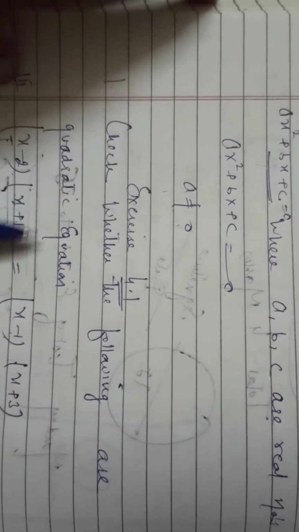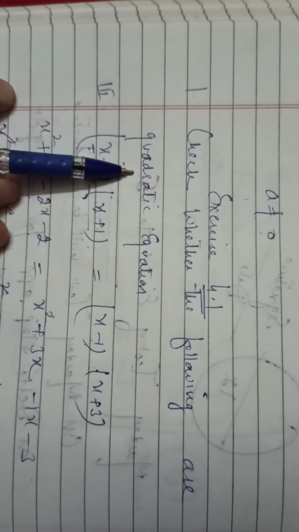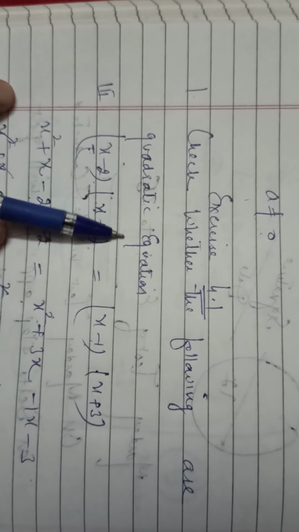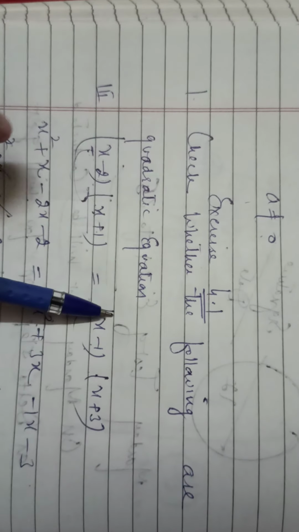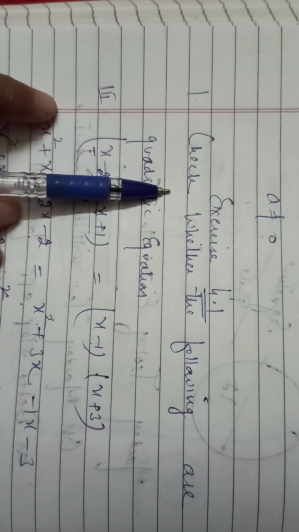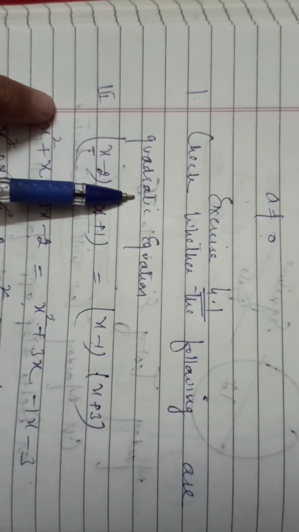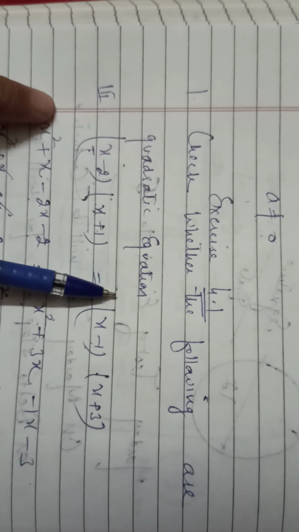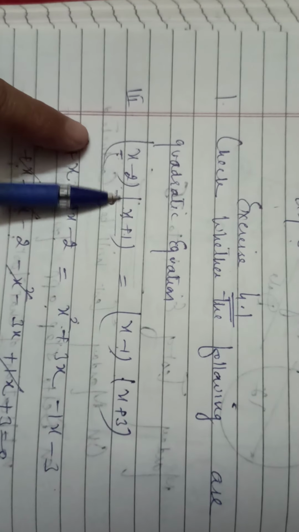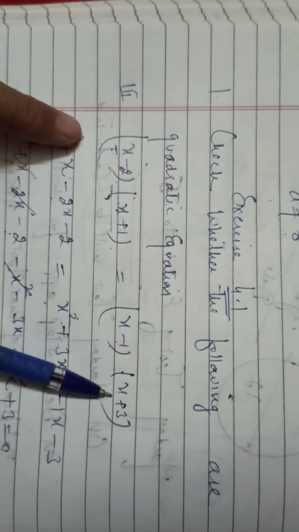Now let's start with the exercise. The first question is very simple. There are some parts; I am telling you its third part and seventh part. Here in this question you have to check whether the following are quadratic equations or not. This equation is given to you, right?